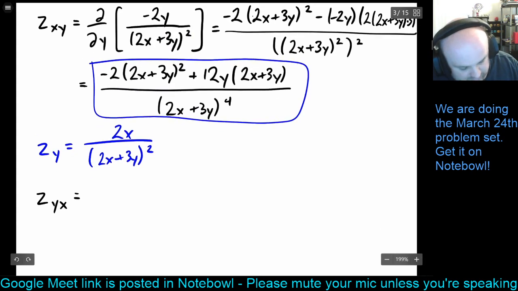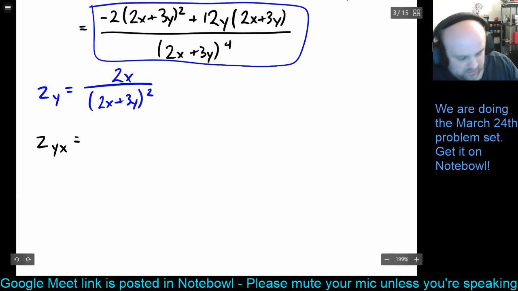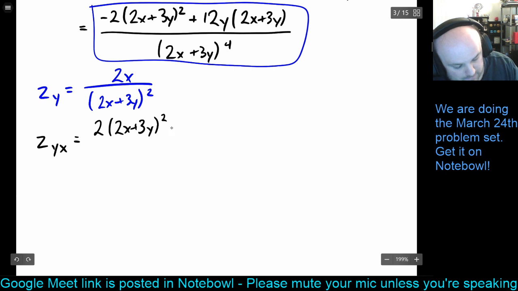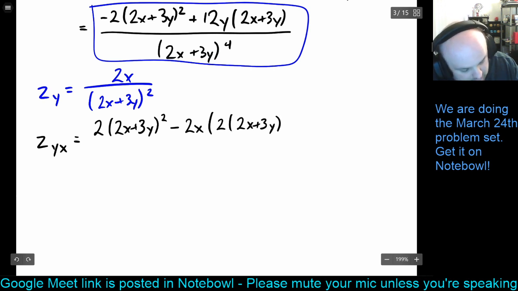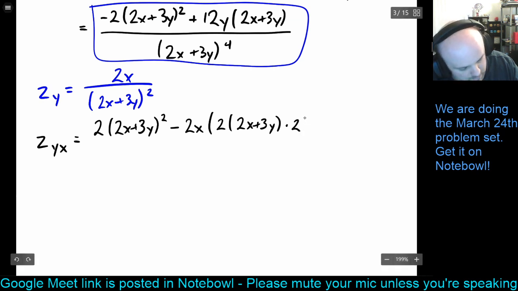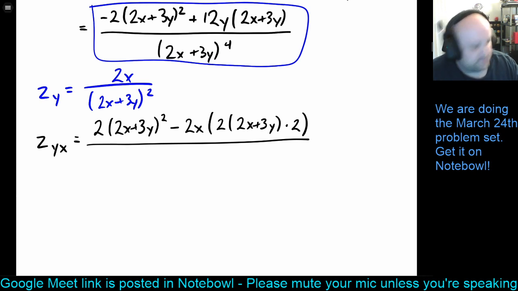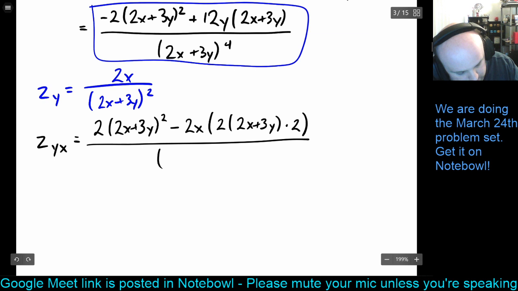So let's go ahead and get to it. We're going to differentiate this with respect to x. It's, of course, a quotient rule. So 2 times this one here, minus 2x times the derivative of the bottom. So that's our 2x plus 3y, that's 1, times the derivative of the inside, which in this case is just 2. And then all of that over the bottom squared.